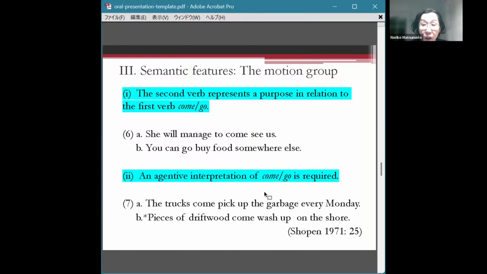As shown in 7a, we can regard the tracks as an agent, so 7a is acceptable. However, as shown in 7b, the subject, pieces of driftwood, cannot satisfy the requirement of agentive interpretation, so 7b is not acceptable.